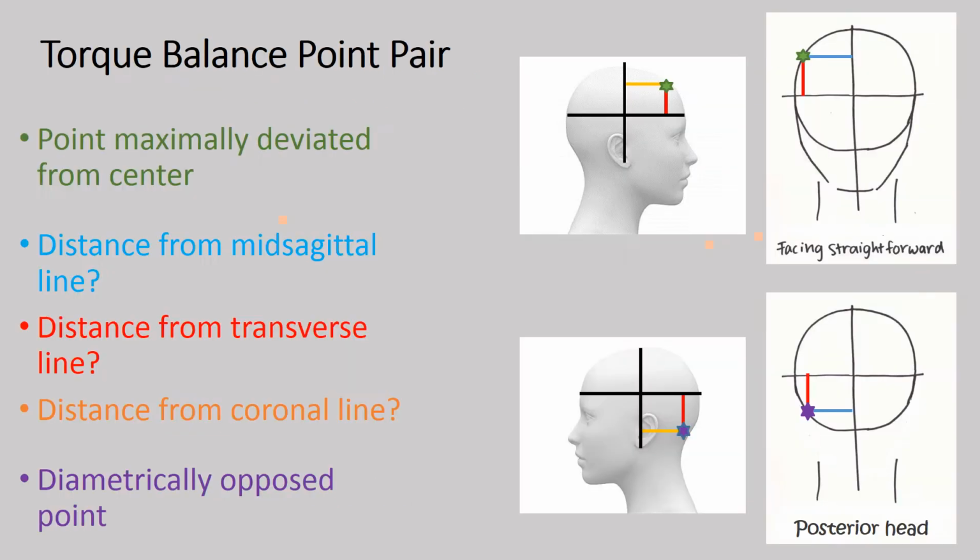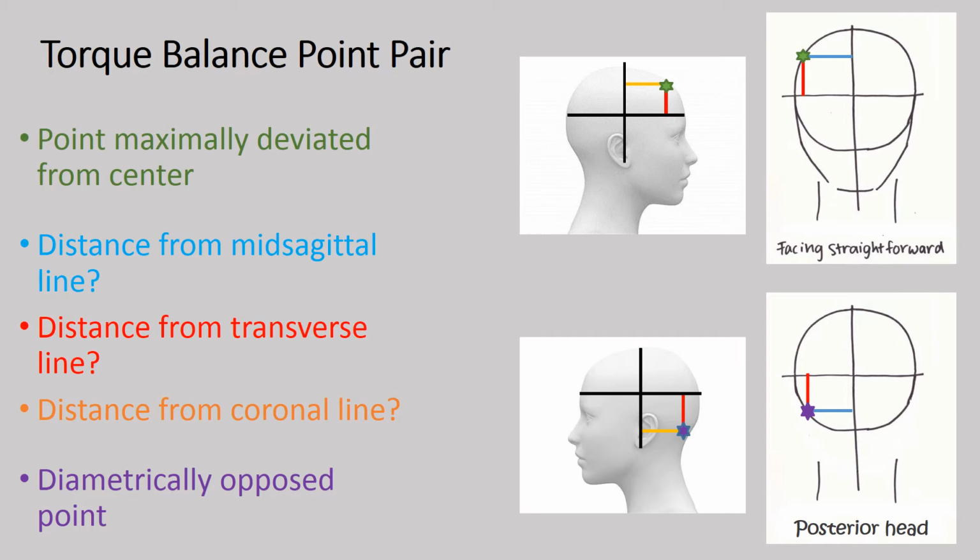According to Dr. Wallace's method, think of the cranium as a cube and divide it up into left and right, anterior and posterior, superior and inferior. However far from the mid-sagittal, transverse, and coronal lines your first point was, that's how far away, but on the opposite sides, the corresponding point will be.